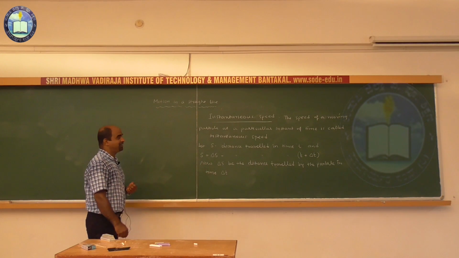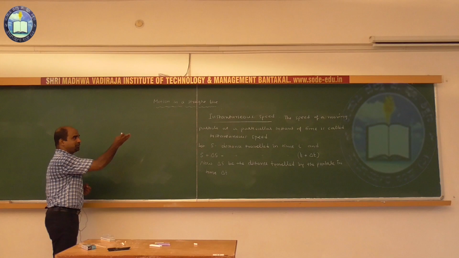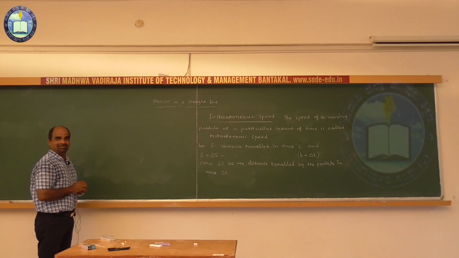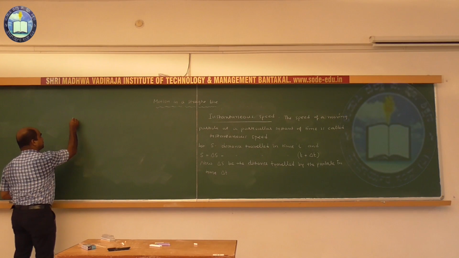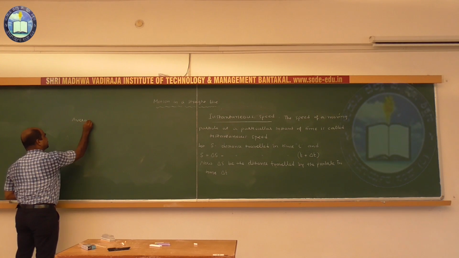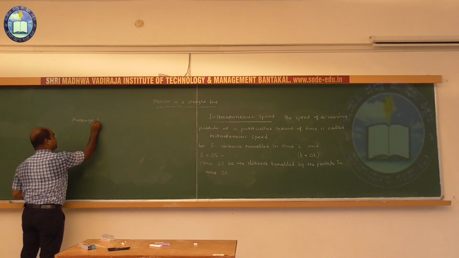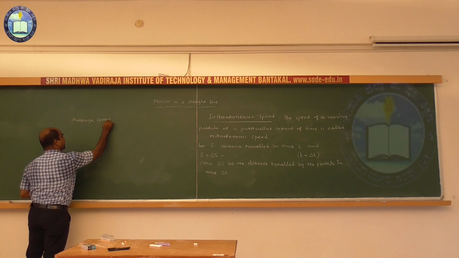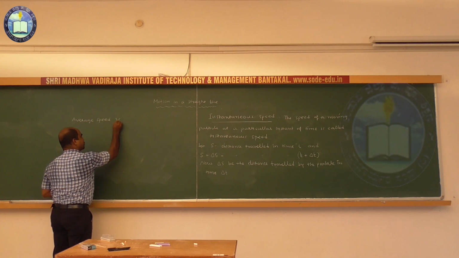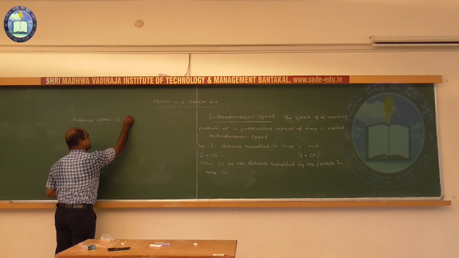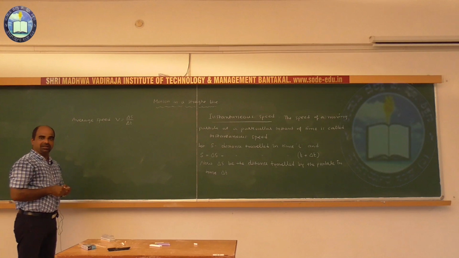Now, what is the average speed? Because the speed of the particle is variable, the average speed v of this particle is given by the total distance traveled, delta S, divided by delta t. Delta S by delta t.